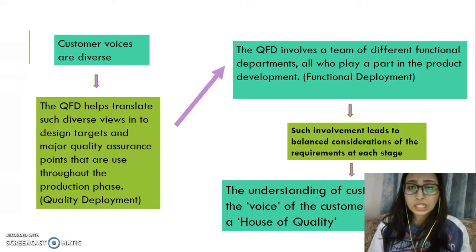The QFD involves a team of different functional departments as well, and these include marketing, design, engineering, quality assurance, manufacturing engineering, test engineering, finance, and product support, all who play a part in the product development process. This is also known as the functional deployment part of the QFD. Such involvement actually leads to a balanced consideration of requirements at each stage. The understanding of customer needs or the voice of the customer is translated into a house of quality that we will be talking about later.